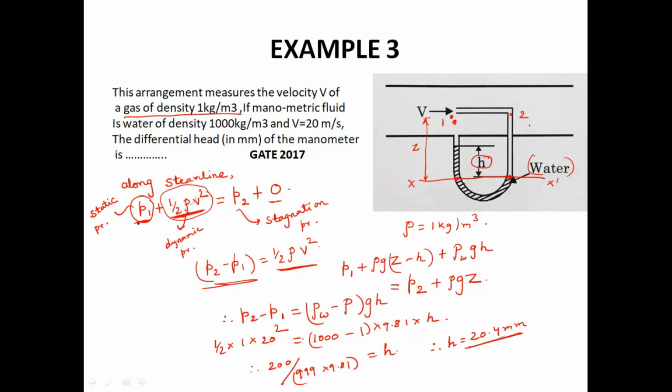The concept is like that. The total pressure, static pressure plus dynamic pressure, is converted into the stagnation pressure because of this pitot tube type arrangement. That's why whatever velocity head or dynamic head we get is shown in the manometer. That is the type of the problem.